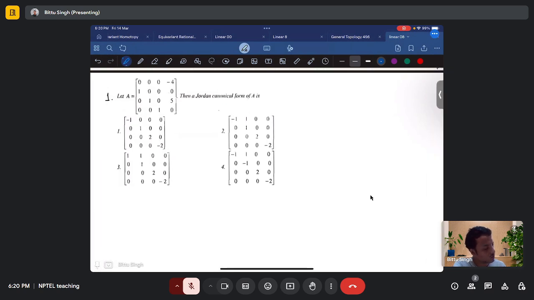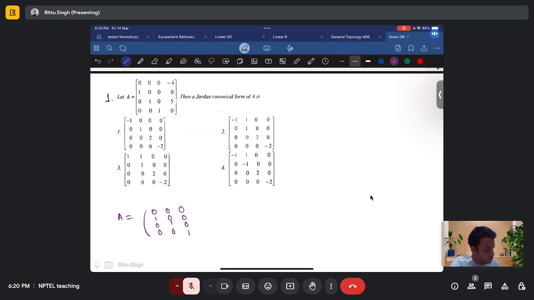So let us consider this problem. Here A is given, this A is this matrix. Then what will be the Jordan canonical form of A? Okay, let us try to solve this. So given A equal to 0, 1, 0, 0, 0, 0, 1, 0, 0, 0, 0, 1, minus 4, 0, 5, 0.